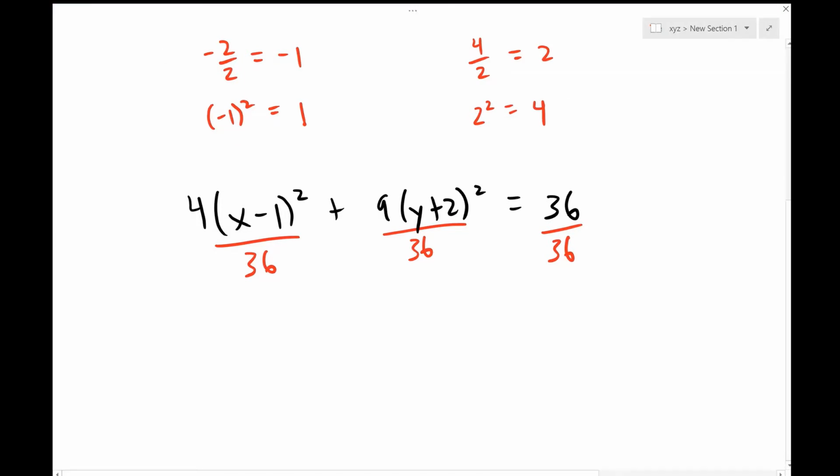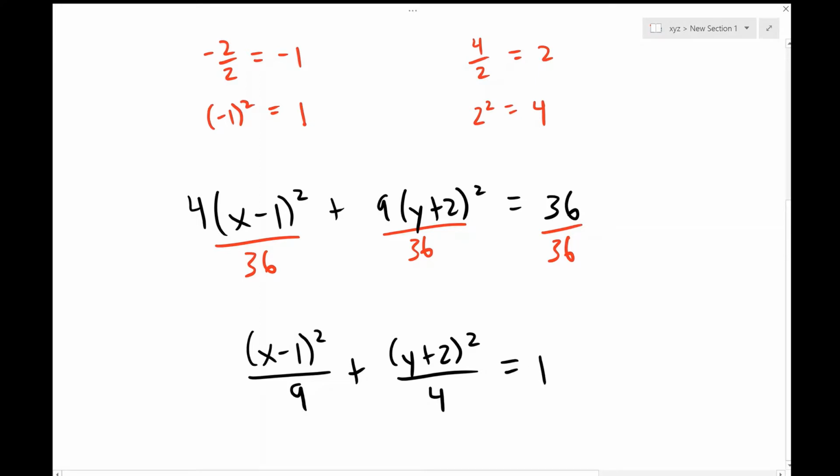So simplifying each of these terms, I should now have (x minus 1) squared over 9 plus (y plus 2) squared over 4 is equal to 1. And so that gives me the equation of this ellipse in standard form.